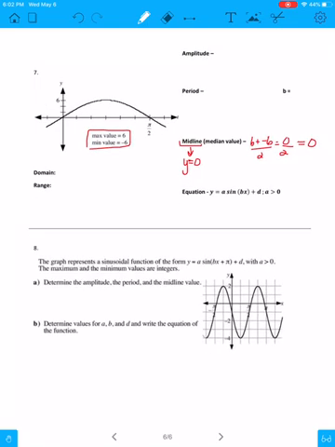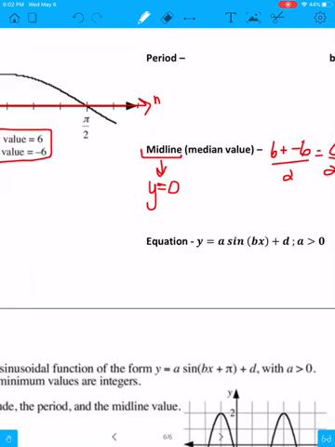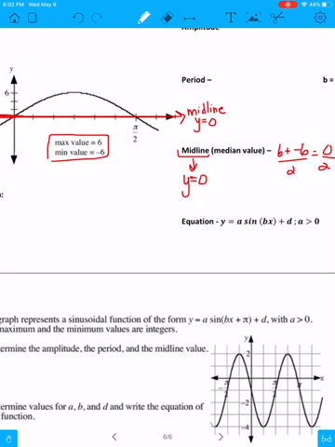Our midline can change, but if the graph has the same amount above the x-axis as below, we'll always get a midline of y equals 0. But if the graph is more below than above, your midline will be in the negatives. If the graph is more above the x-axis than below, your midline will be in the positives. So here we have a midline of y equals 0. We count up 6, we count down 6, so we know we're right.